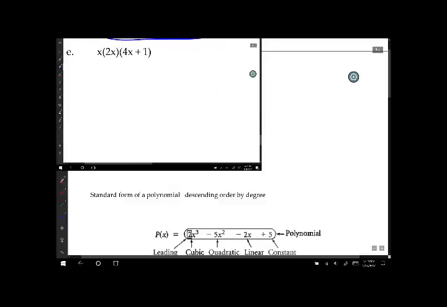All right, here we have 3 things multiplied together. We're going to have to multiply them together first before we classify them. So I'm going to multiply the 2x times the x and get 2x squared as my first step. And then I'm going to distribute the 2x times each of these back 2 and get 8x cubed plus 2x squared. And now I say, is that in standard form?